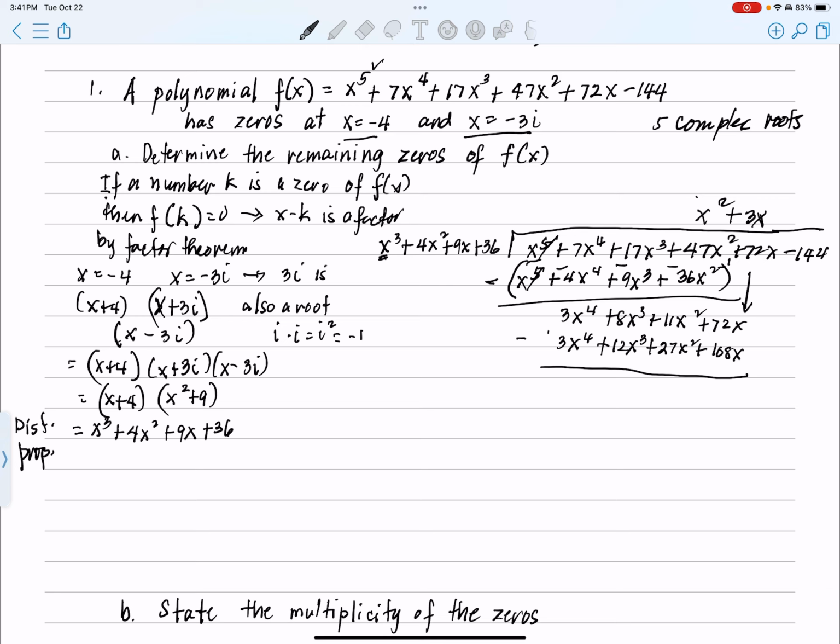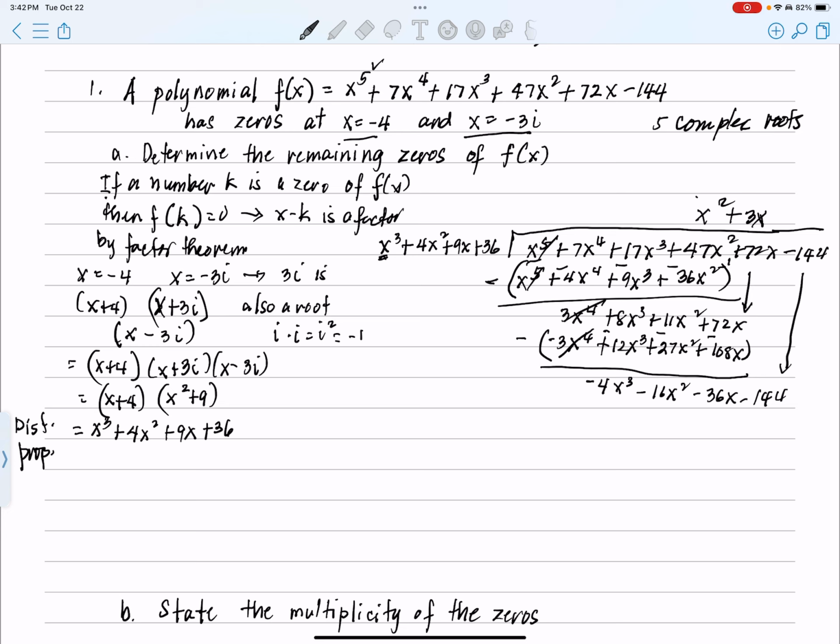So we do subtraction and change the sign of the whole thing here. This will become negative, so the 3x to the fourth is cancelled. So we have now 8 minus 12, so we have a negative 4x cubed. 11 minus 27, that's negative 16x squared. 72 minus 108, that is negative 36x. Then bring down negative 144.